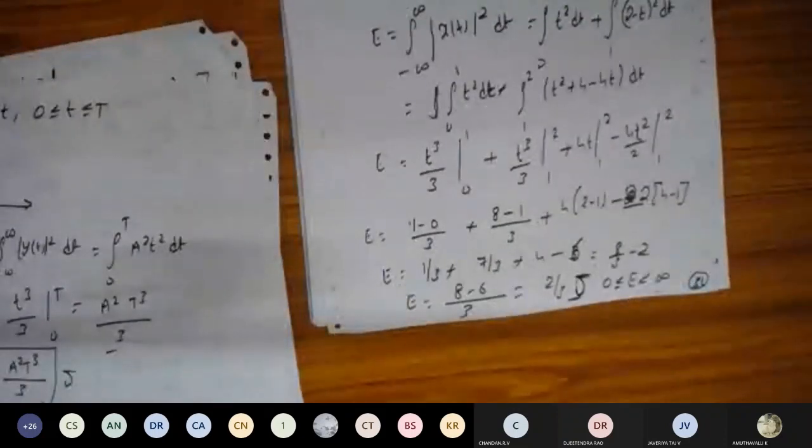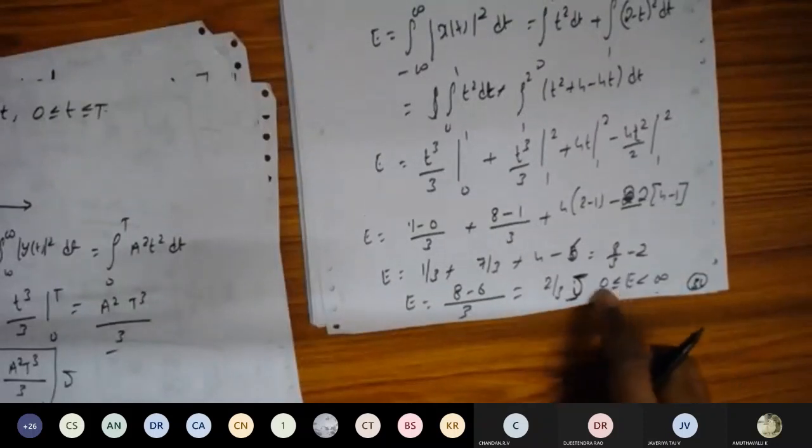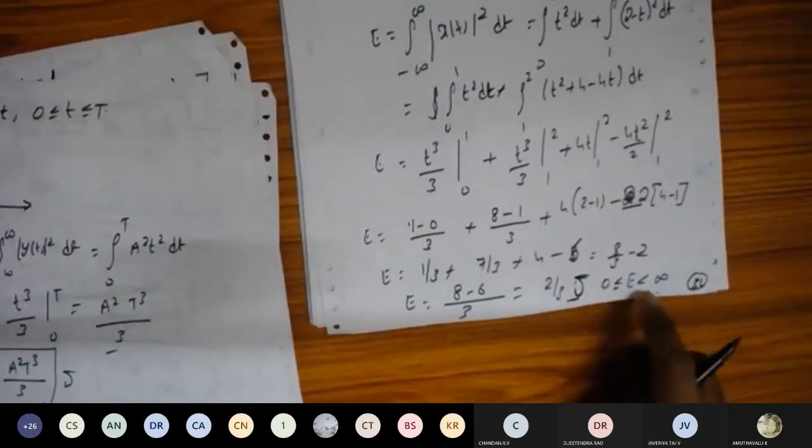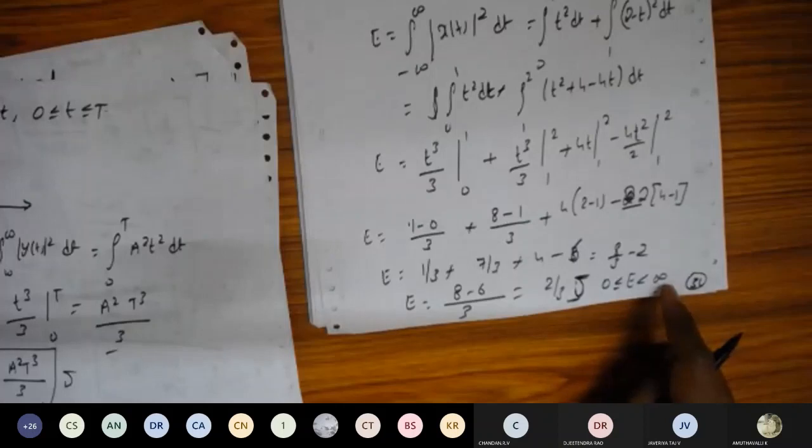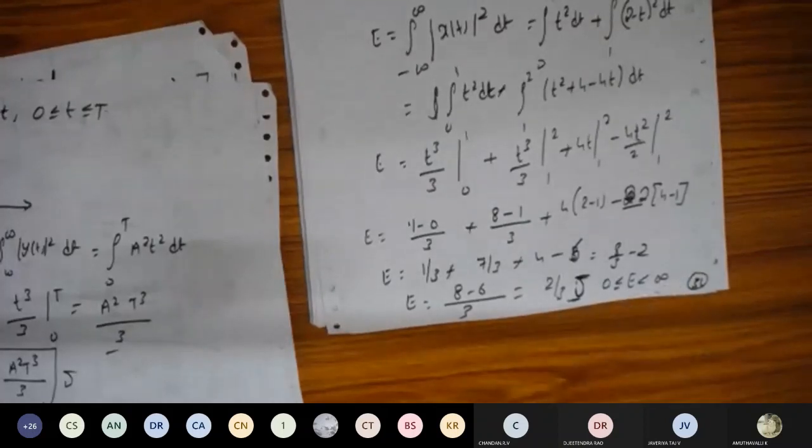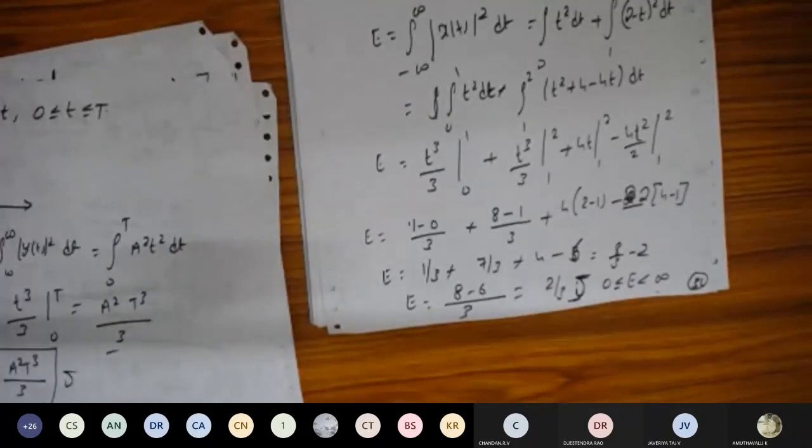So you can write after that one: 0 is less than or equal to E is less than infinity. Since the energy is finite, the given signal is the energy signal.